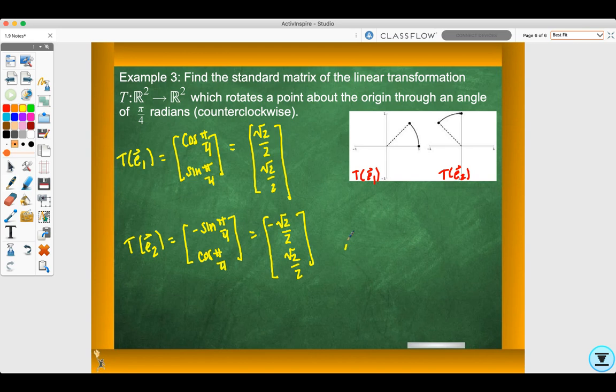So A would be both of those together: square root of 2 over 2, square root of 2 over 2, negative root 2 over 2, and positive root 2 over 2. And yes, I will take 1 over root 2 as the answers.